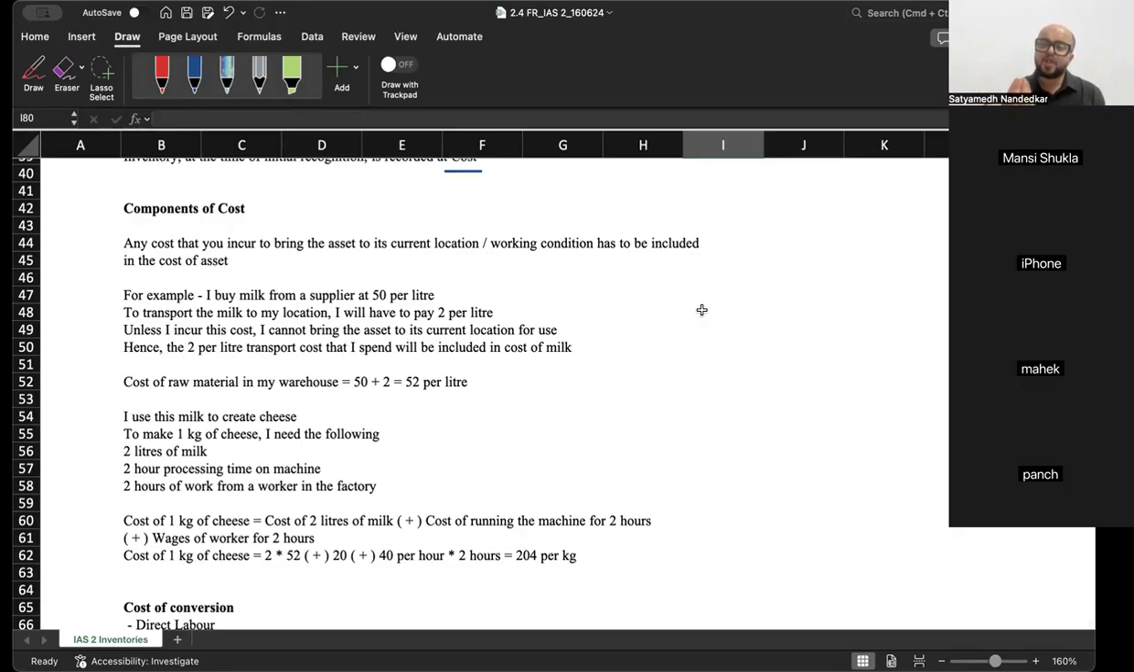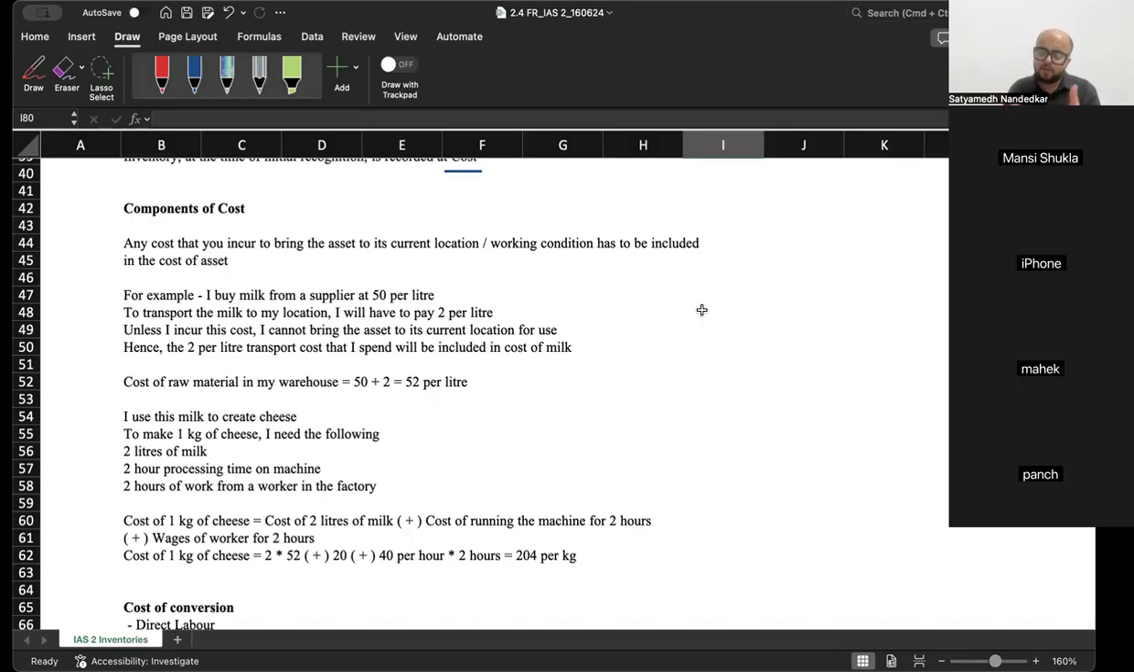milk. I am purchasing milk at the rate of 50 rupees per liter. Then I will be paying some money to a transporter. When I pay money to a transporter, why am I paying him that amount? That amount is incurred to bring milk from the transporter's location to my location. Unless I incur the transportation cost, I will not be able to produce anything. So that cost is necessary for the manufacturing of cheese, which is the final product. So that cost will be included in the cost of inventory.